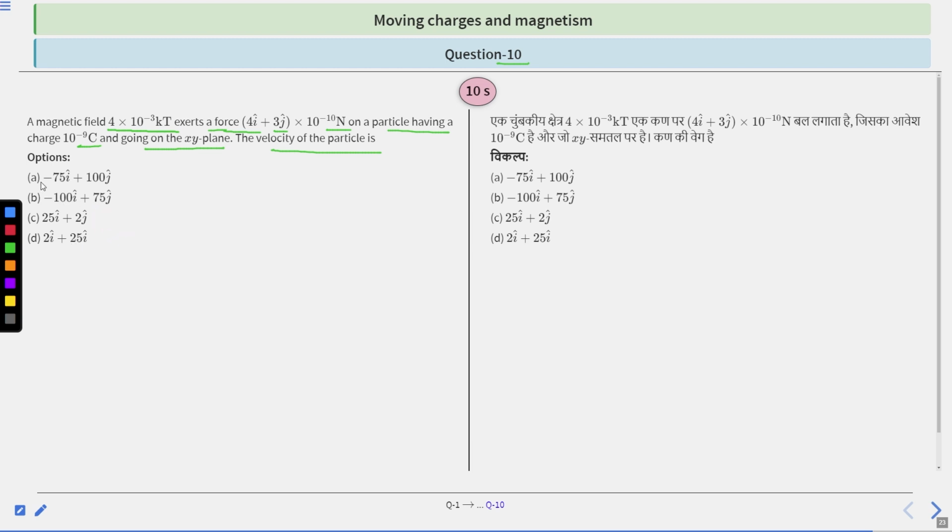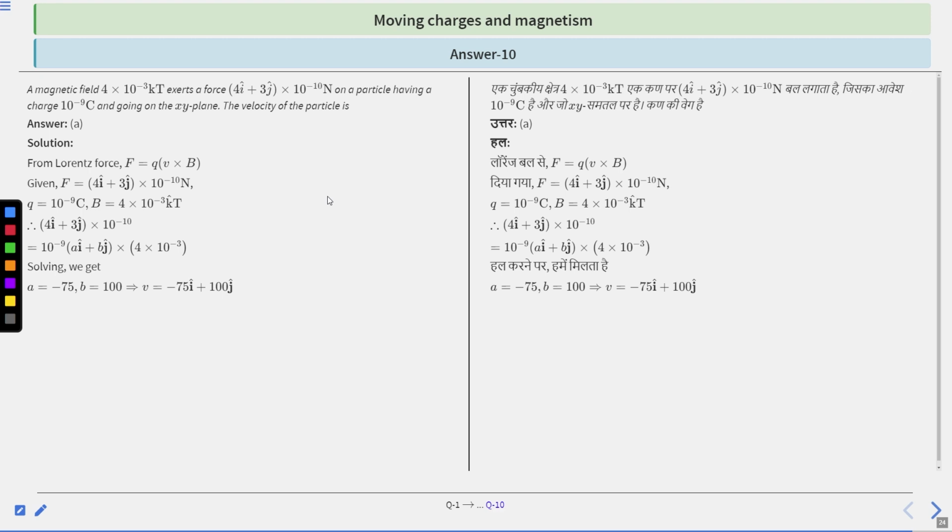So which one is correct? Option A, option B, option C, and option D. Which one is correct? You have 10 seconds to solve this question. After 10 seconds, we will provide the solution of this question. Let's find a solution.